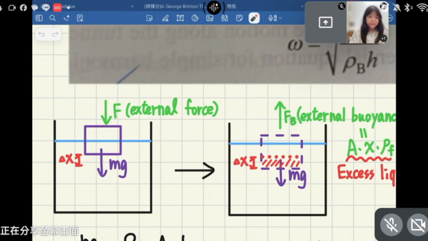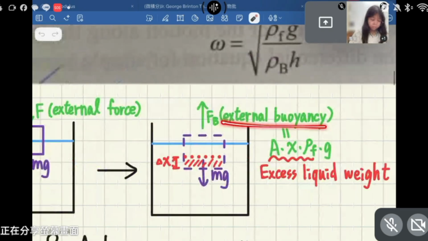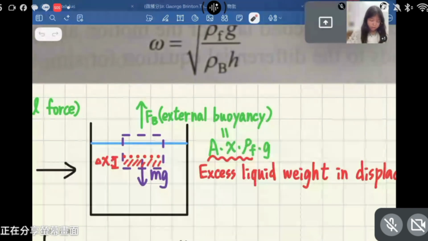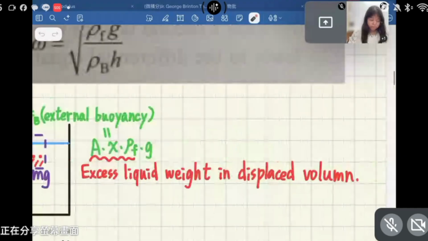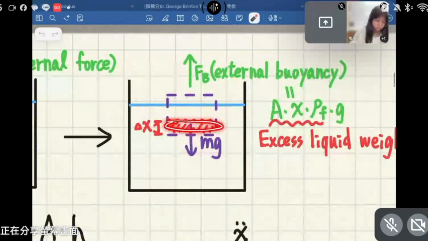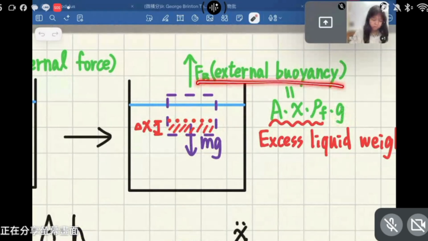So I suppose that when an external force is applied to the block, it will move downward by x, and its buoyancy will increase. So we only need to calculate this increase and prove it using simple harmonic oscillation. The extra buoyancy will equal A times x times ρ_F, which stands for the excess liquid weight in the displaced volume of the block, times g.